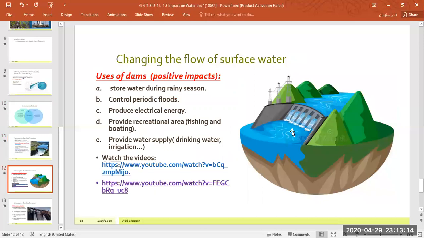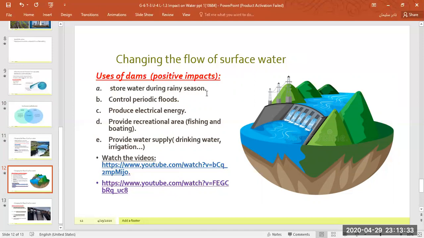Let's see together why people construct dams. What is the importance? What are the advantages and the positive impacts of construction of dams? First of all, as we said, dams store water during rainy season.